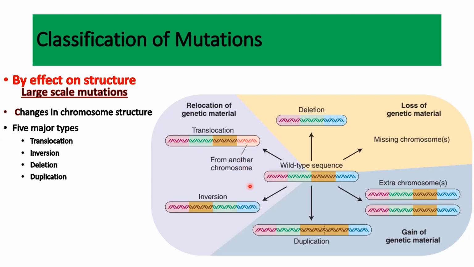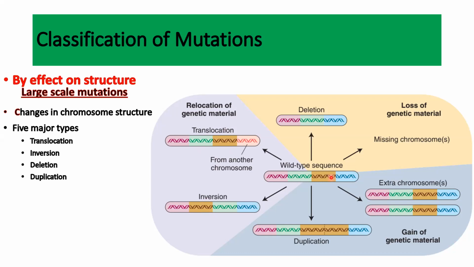Similarly, it can also involve inversion, I mean, the change of position of a particular chromosomal location, as it can be seen here. This region of the chromosome is inverted, this brown and green region.